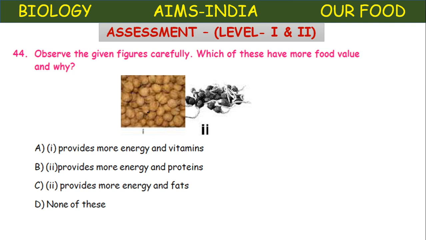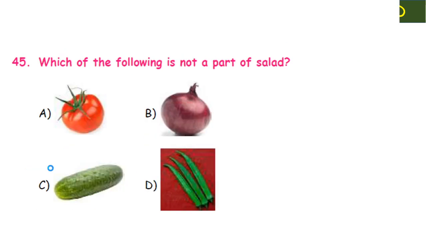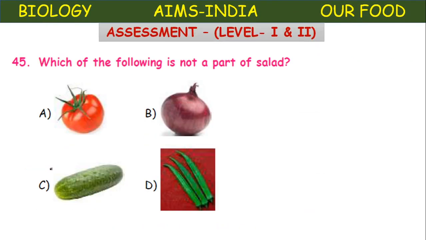Next, observe the given figure carefully. Which of these have more food value and why? Here are figure 1 and figure 2. Figure 2 is sprouted, figure 1 is chana. They provide more energy and vitamins. They provide more energy and proteins. They provide more energy and fats. None of these. They are very important because they provide more energy and proteins. They are pulses, so they provide proteins.